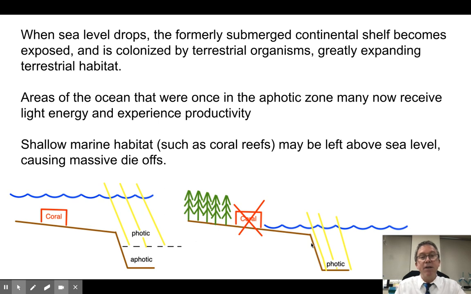Another thing that can happen is where we had an aphotic zone here, if sea level drops enough, that becomes photic zone. So this area down here that was not very rich in life suddenly becomes rich in life, and there's a lot of nutrients there. So we see these shifts in the biosphere as a result of these changes in sea level. Well, but what about when climate change changes the amount of glaciers that are inhabiting the land masses.